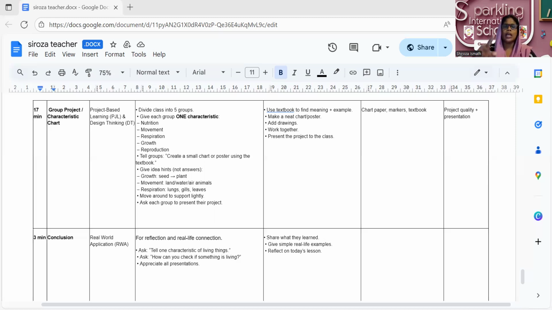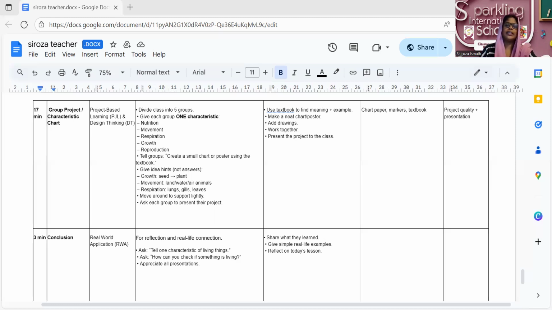I will move around the classroom, check their progress, and help only when they need it, when they are stuck. After they finish, I will invite each group to present their chart or poster in front of the classroom. The students' role is to use the textbooks and find the meaning and the example, work as a group, make a neat chart or poster, add labels or drawings for creativity, and present their project in front of the classroom.